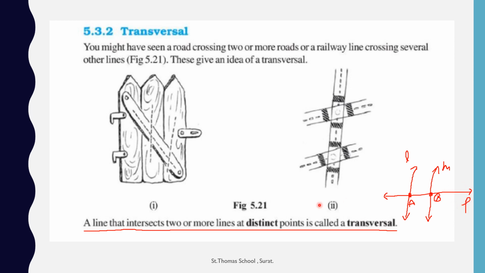Is the meaning clear? So you have to write in your geometry book like this, heading transversal. You have to write the definition. Then you have to draw the figure. After drawing, you have to write here: Here P is called transversal because line P intersects line L and M at two different points A and B. It's clear?